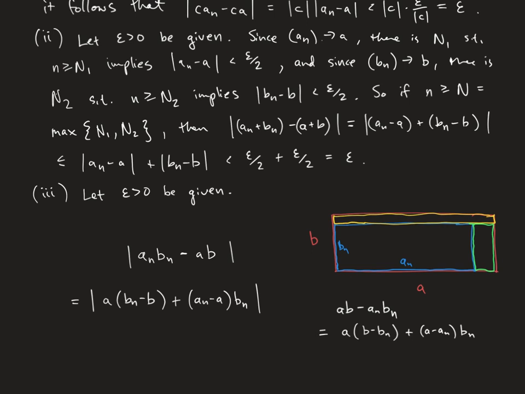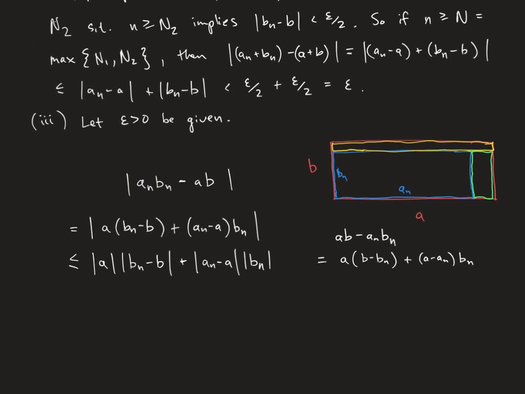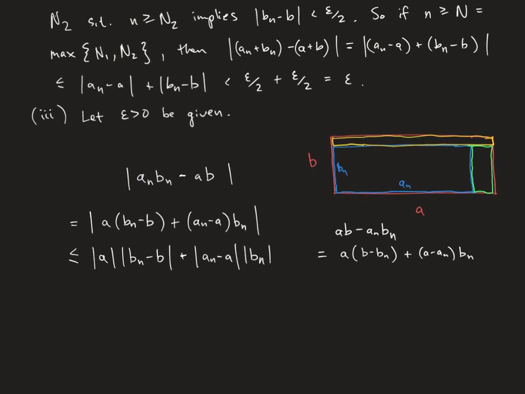So here, now what we see is we have control over this part here, and we have control over this part here. Right? So we're closer to our goal if we apply the triangle inequality here. So this will be less than or equal to absolute value of A times absolute value of Bn minus B plus absolute value of An minus A times absolute value of Bn. Okay, so ultimately here, let me just cordon this off.